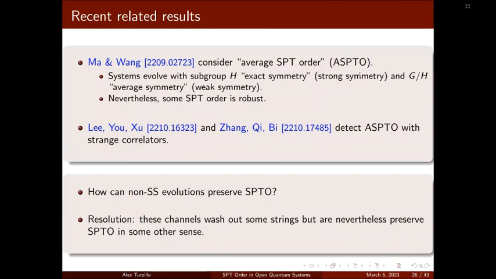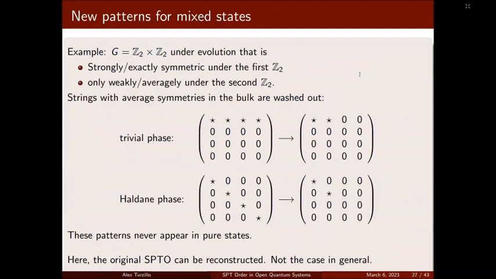So it's natural at this point to ask, how can these evolutions, if they're not strongly symmetric, but only have strong symmetry with respect to part of the symmetry and weak symmetry with respect to the rest, how can they preserve SPTO? And I think the answer is that these channels wash out some of the strings, but they nevertheless preserve SPTO in some other sense. So if you take, for example, symmetry as Z2 cross Z2 and make the first factor be an exact symmetry and the second factor be an average symmetry, the strings that have average symmetries in the bulk just get washed out.